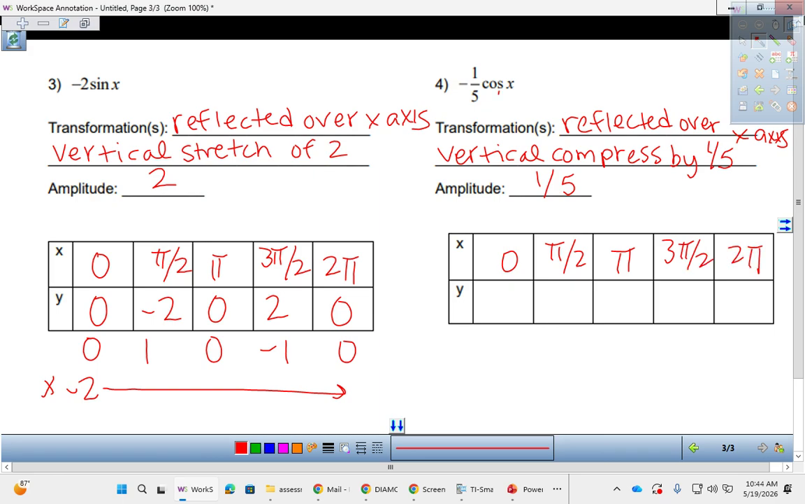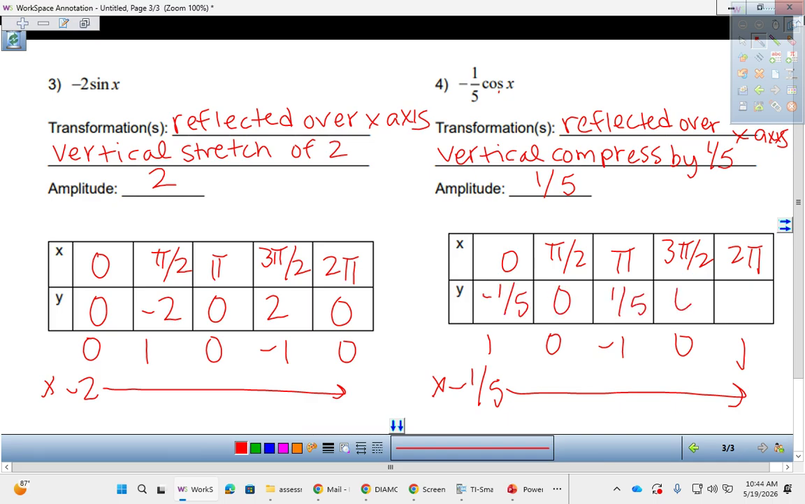We're doing cosines. So the 1, 0, -1, 0, 1. And I'm going to multiply all of those by -1/5, the number in front. So -1/5, 0, +1/5, 0, -1/5 would be the new y values. Are you okay with those? That's a summary of yesterday.